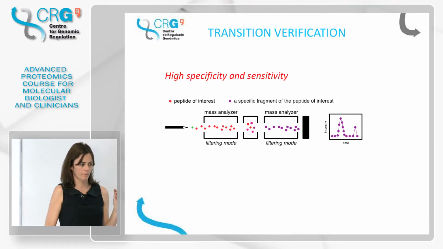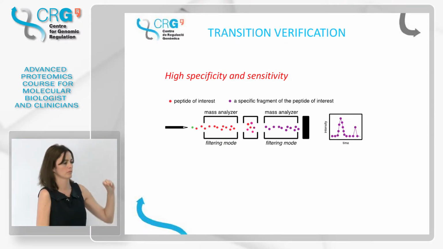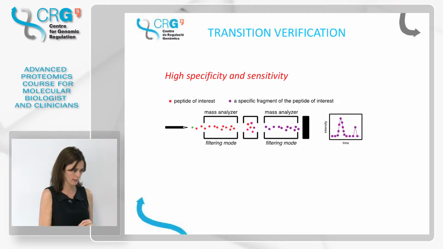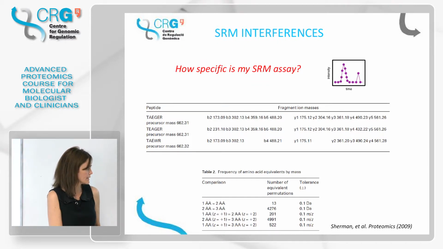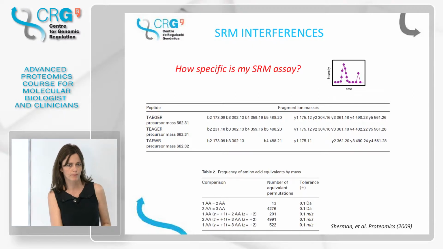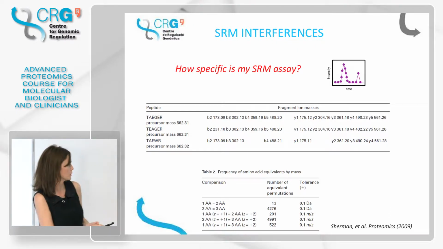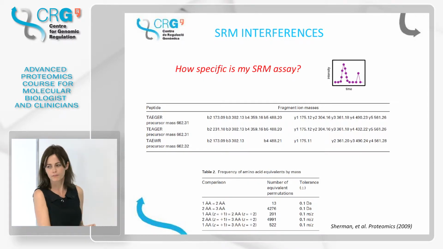Then we want to make sure that what we monitor is what we want to monitor, so that this transition belongs to our peptide. We need to ask how specific my SRM assay is. A review published in 2009, when people started using SRM, shows this. Be careful, because here we have 3 peptides with different sequences that give rise to a huge number of same fragments. They have the same mass. They will all pass through the 2 quadrupoles.